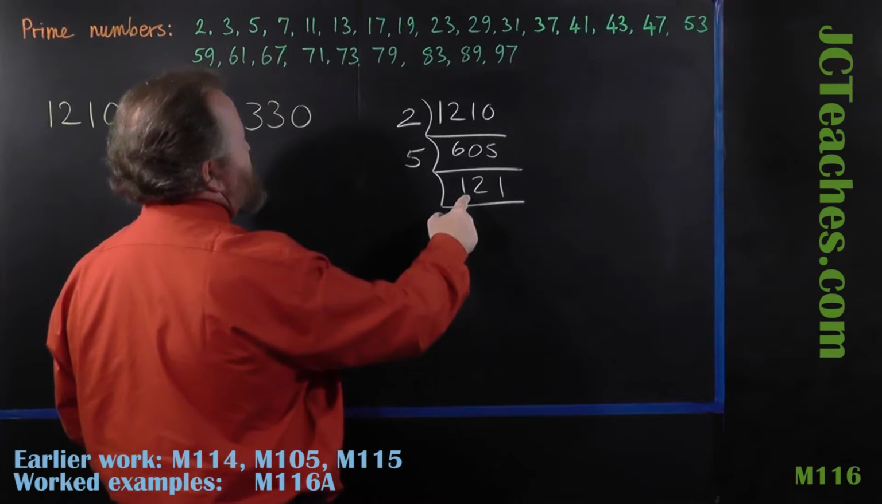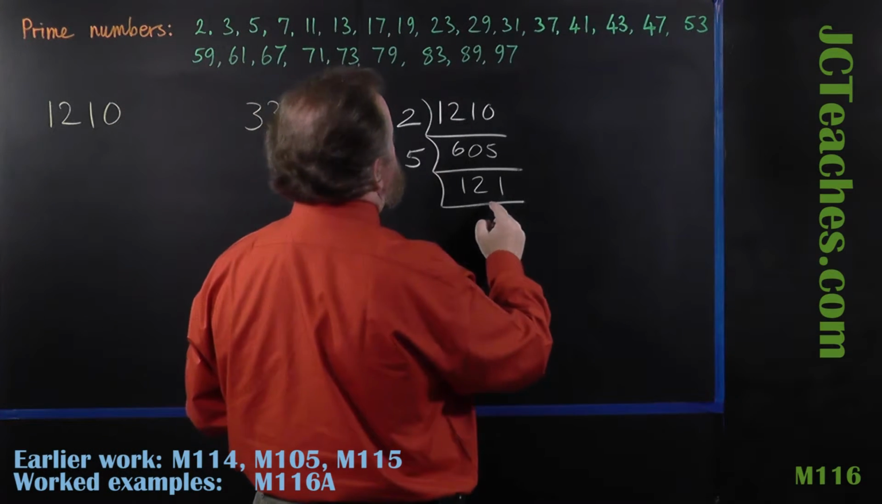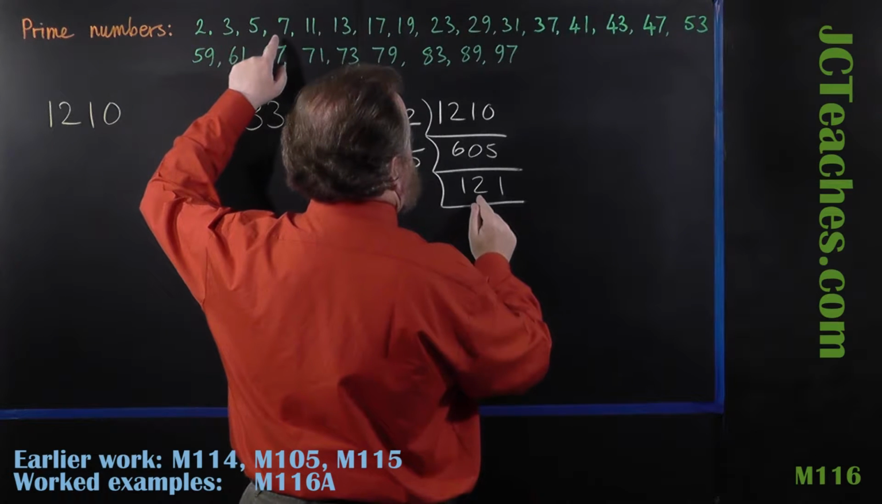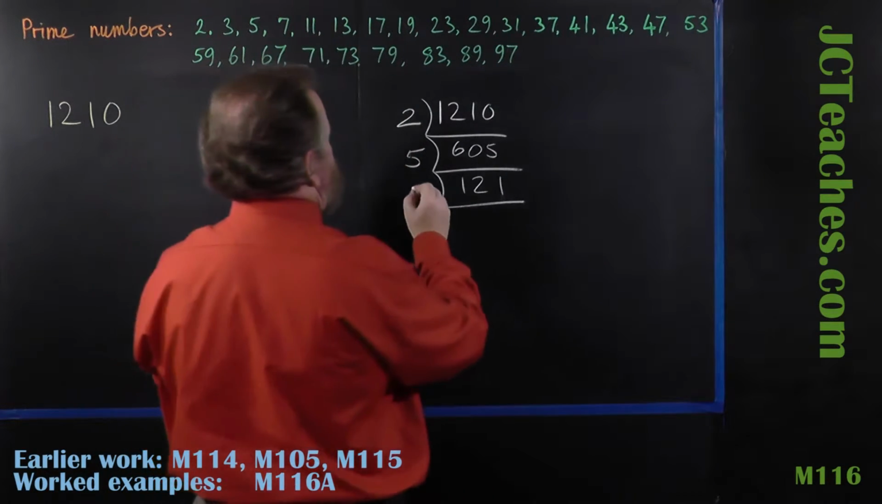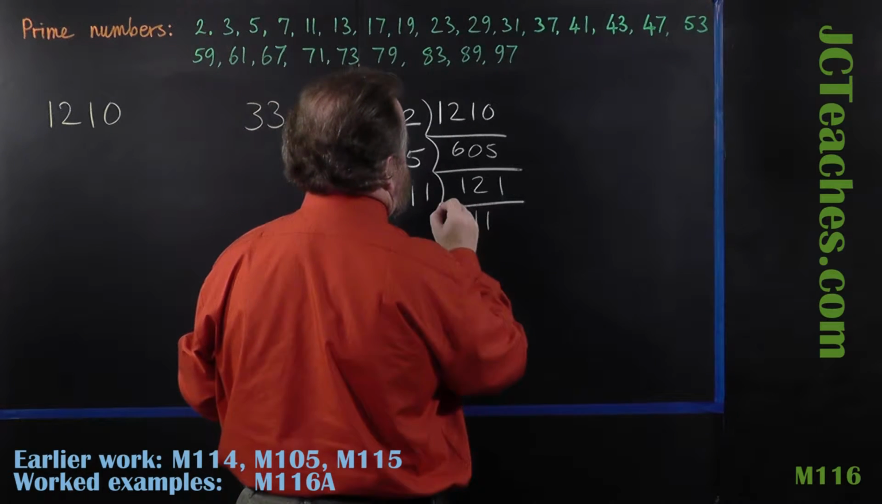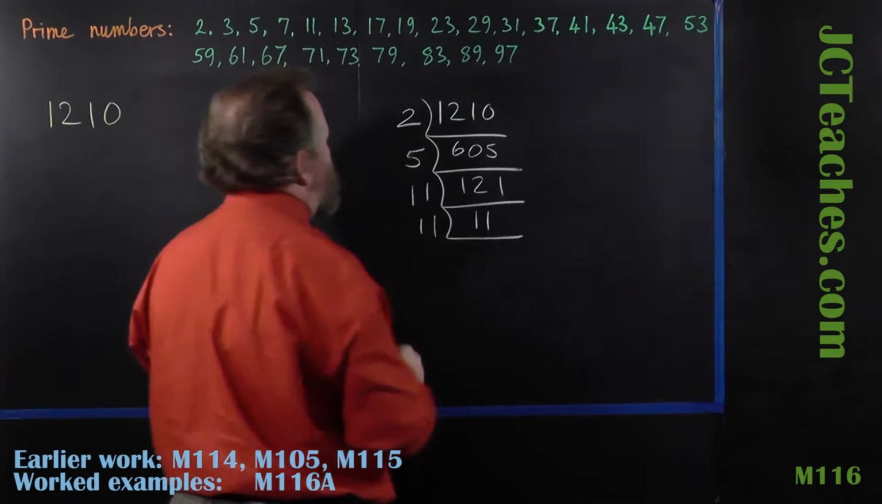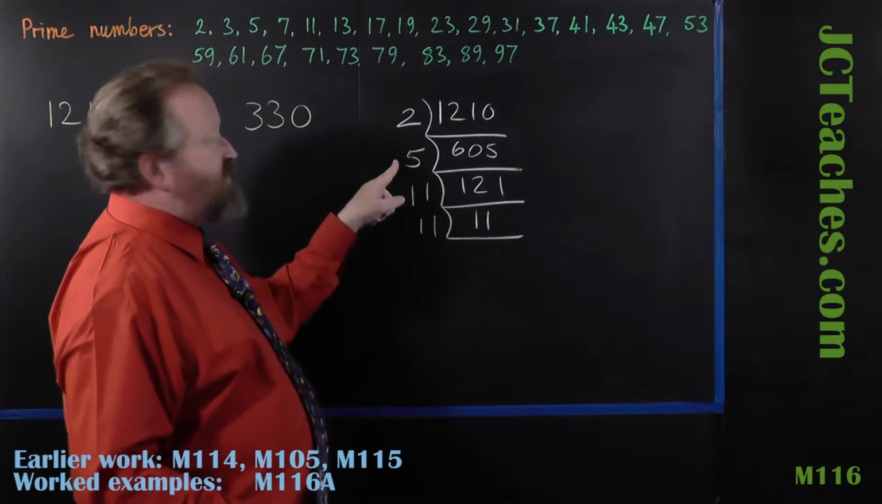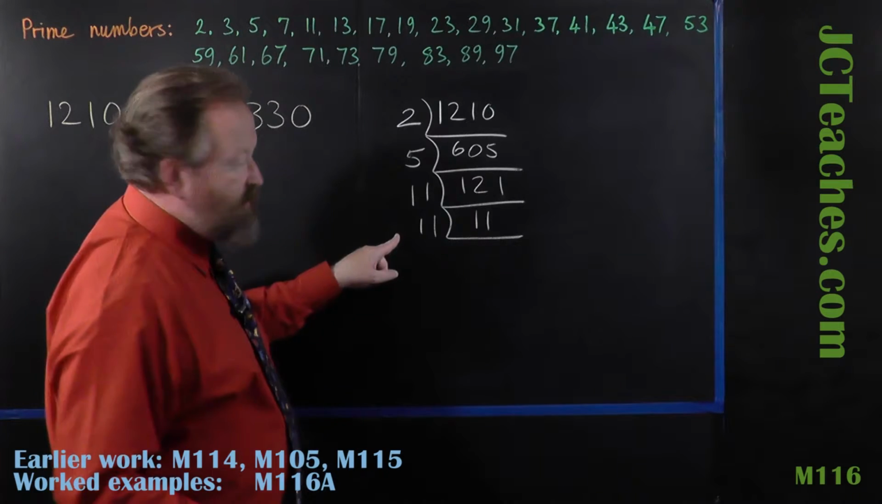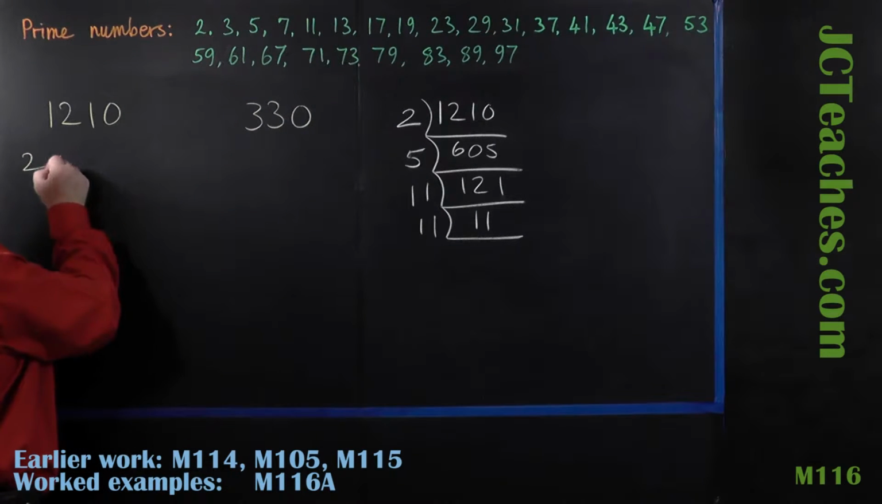What goes into 121? That's interesting. 121, that's 11 11s, isn't it? So my prime factors of 1,210 are 2 times 5 times 11 times 11. So I'll put those over here.